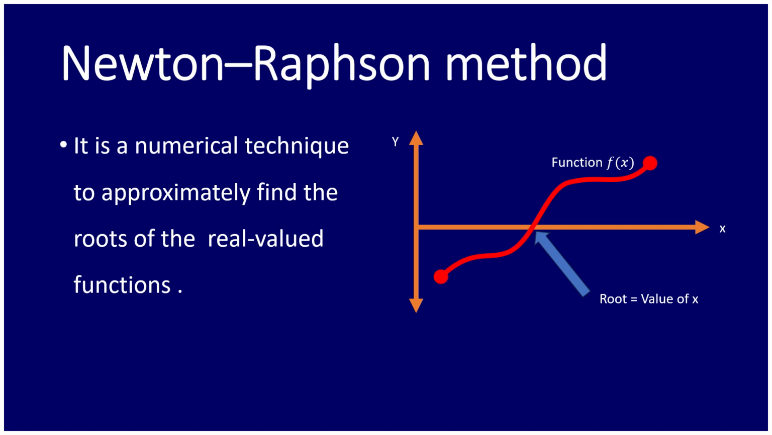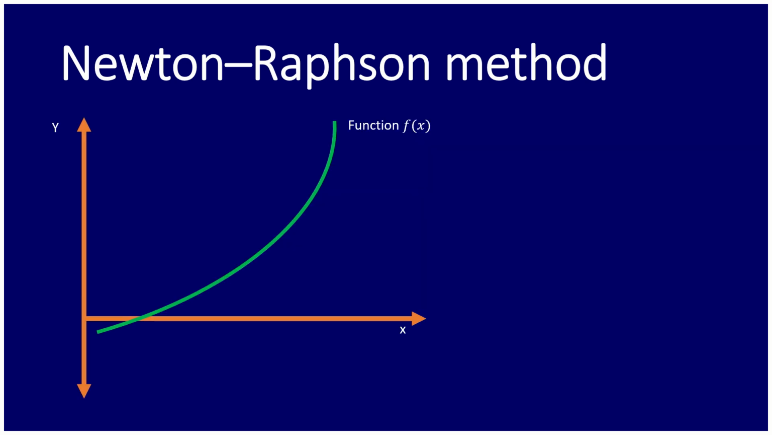The Newton-Raphson method is a numerical technique to find the approximate root of a real-valued function. So here we find the approximate values of the root of the function. It works on the approximation of the curve methodology. Let's suppose this is the function f of x denoted by this green line here. Now what we do, we initially assume x0 as the initial guess or initial root of the function f of x.